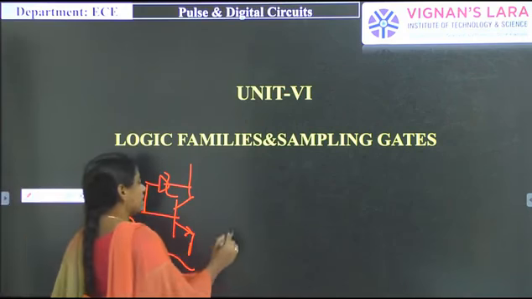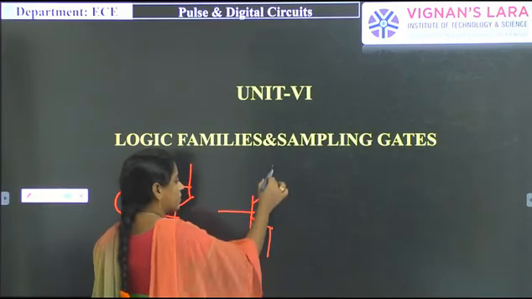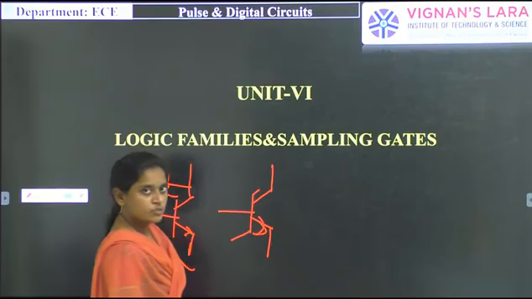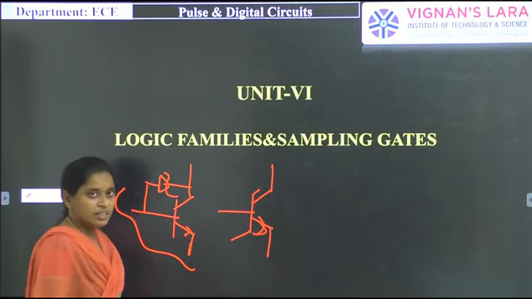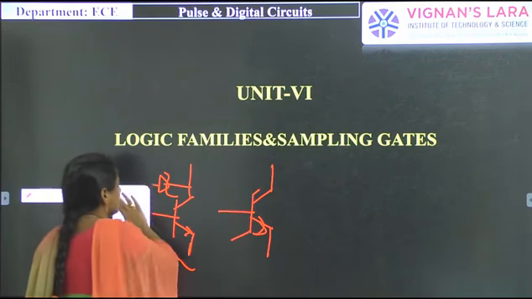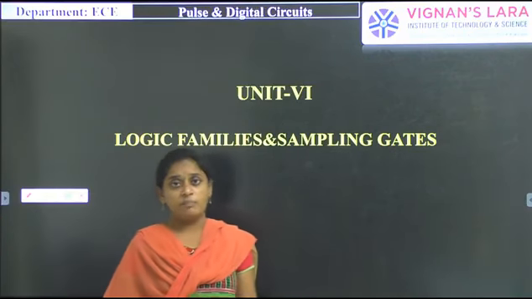At the same time, the symbol of this particular logic family, the Schottky TTL logic family, will be like this. We just have to add the diode, and then this becomes a Schottky TTL. This is about the Schottky TTL logic family. So these are about the BJT logic families.